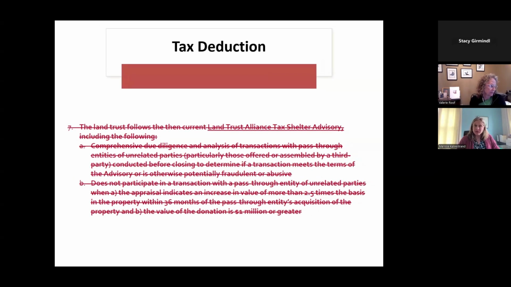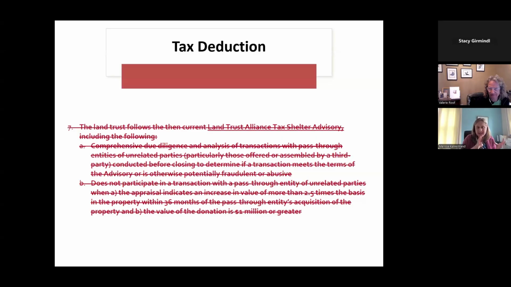So the next major change, and it's a lot in the red line when you look at the red line, wow, they got rid of a big thing. And that's because the Integrity Act now disallows charitable deductions under specific circumstances. So those specific circumstances and the laws now kind of supersede some of what's in the Alliance's tax shelter advisory.